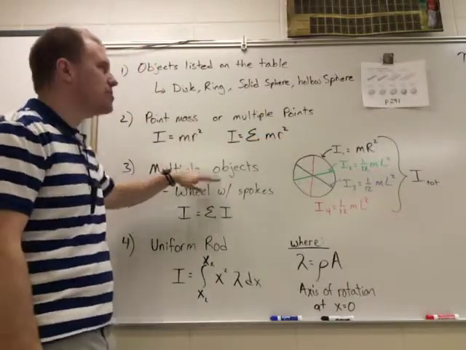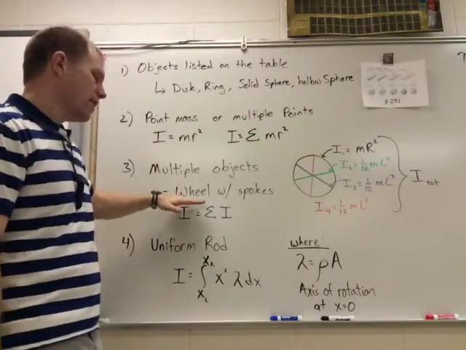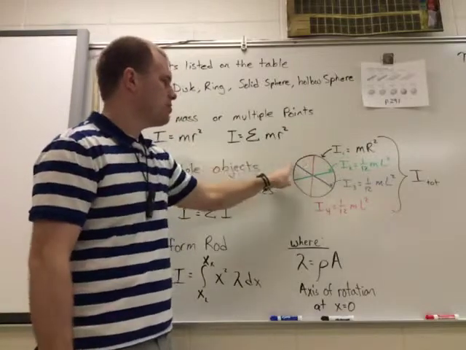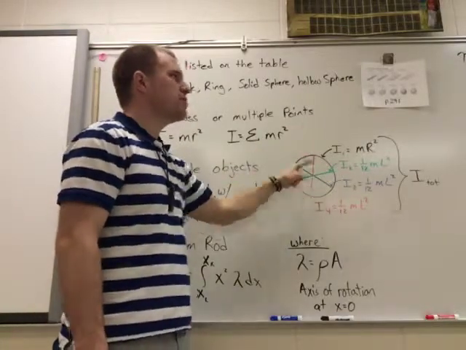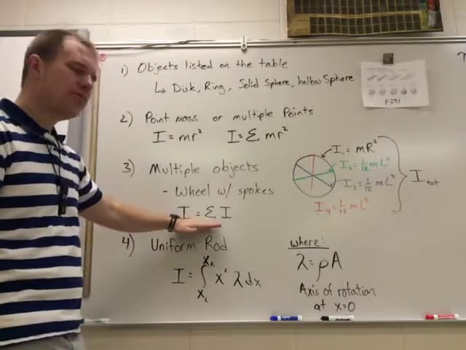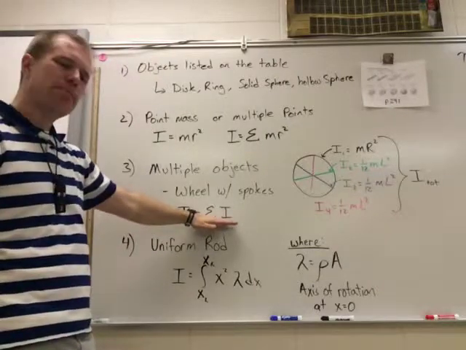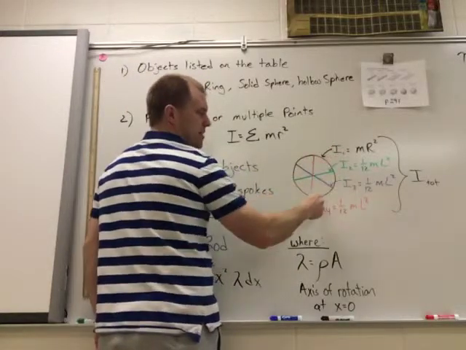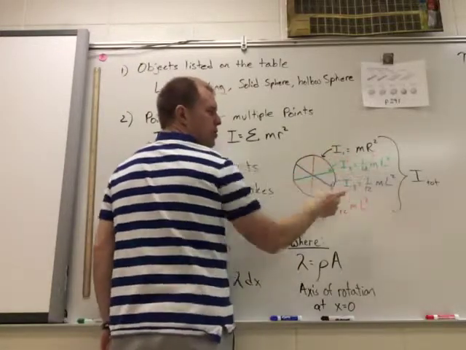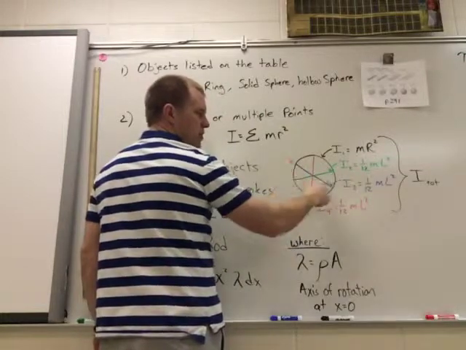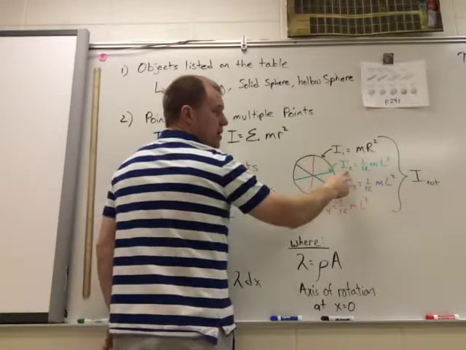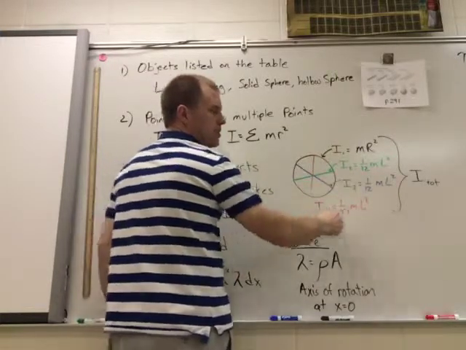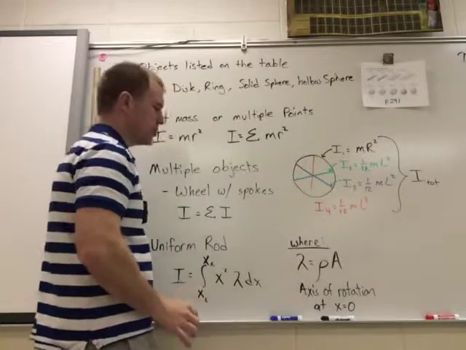If I have multiple objects listed on my table, like a wheel with spokes, for instance, here I have a ring, and then I have some spokes, which would be just single rods, which is also on my table. And all I have to do to get the moment of inertia is to add up the individual moments of inertia. So from my table, I found out the wheel itself is like a ring, so it's mr squared. The spokes, and you'll see I did them in different colors here, have the moment of inertia of a rod. And so if I add up all of those moments of inertia, I can get the total moment of inertia.